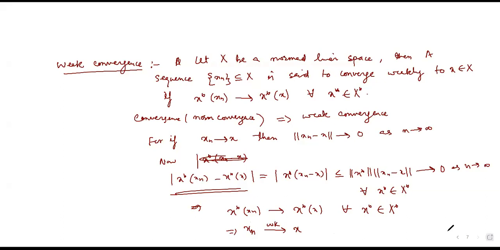Similarly, right, converse is not true, and a weak convergence need not imply norm convergence. For example, converse is not true.